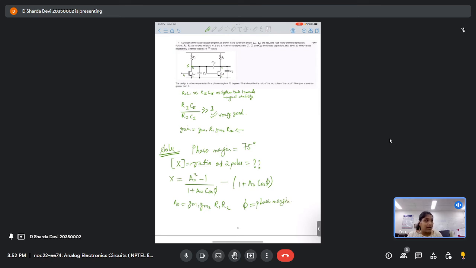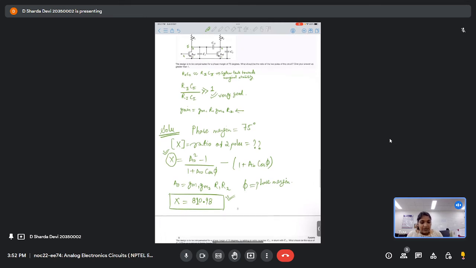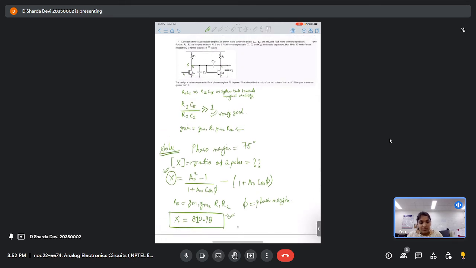So when phi has been given and we know the values for gm1, gm2, r1 and r2, then we simply have to substitute all these values over here and find x. When we find x, it turns out to be 810.98. The ratio between the two poles is 810.98 for the phase margin of 75 degrees. So this is the first question that we have to solve, and this formula was there in last week's lecture.